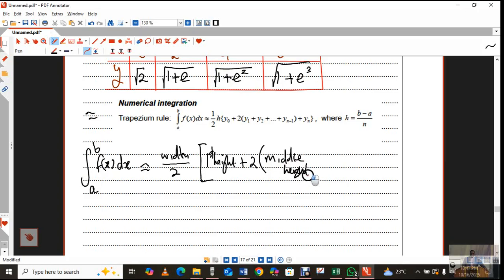I'm just going to write it something like this. And then you add the last height, which is the square root of 1 plus e cubed, which is the last height. And that is what the trapezium rule is. That is what they are seeking to explain here. But remembering it like this helps a bit.